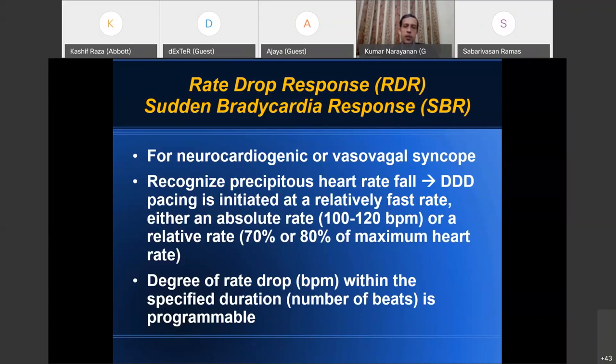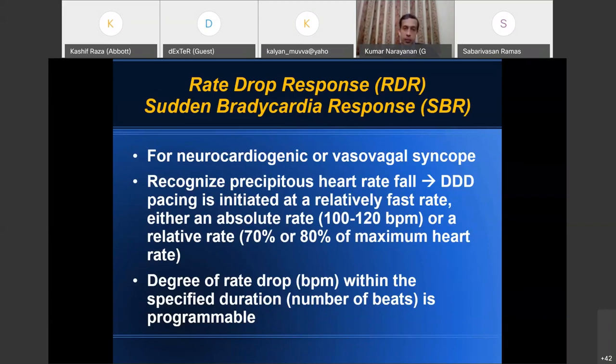Now, if you have a pacemaker working with its routine principle of a lower rate interval, say 60 beats or 50 beats, and it just delivers pacing at its lower rate interval, this, it turns out, will not be good enough to prevent the faint, which has been brought on by a sudden hemodynamic compromise. So what the rate drop response does is that whenever there is a precipitous heart rate fall like this, it doesn't just pace at the lower rate in general. It initiates pacing at a much faster rate.